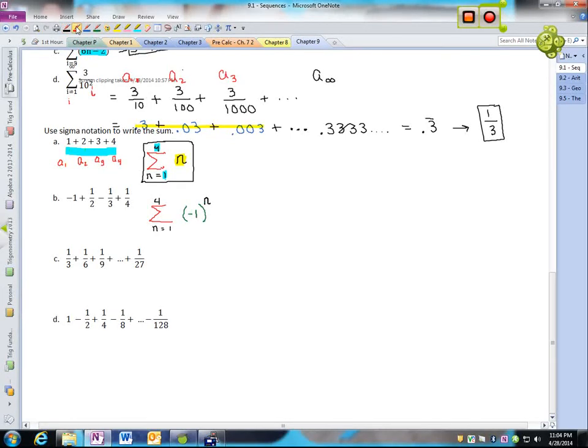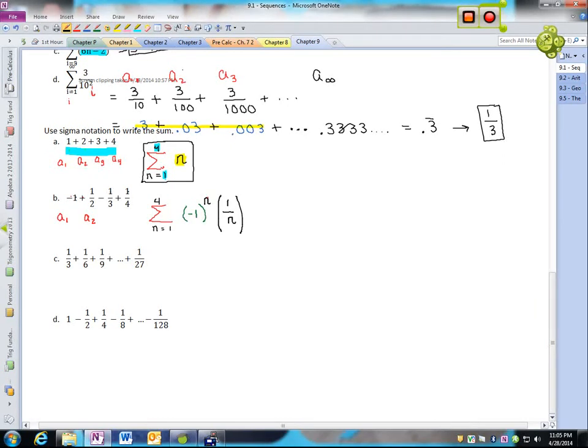If I plug in 1, so a sub 1, I plug in 1 here for n. I get -1 to the first power, which is -1. So I do get that negative symbol. If I plug in 2, a sub 2, I'm hoping to get a positive symbol. If I plug in 2 for n, I'd have -1 squared, which is a positive 1. So it looks like this is okay. I now need to just figure out what I'm going to multiply this by to be able to get the numbers 1, 1/2, 1/3, and 1/4. I notice that all the numerators are 1. The denominators are changing, though. It would be 1 over n.